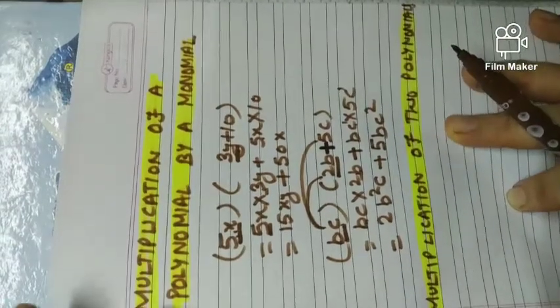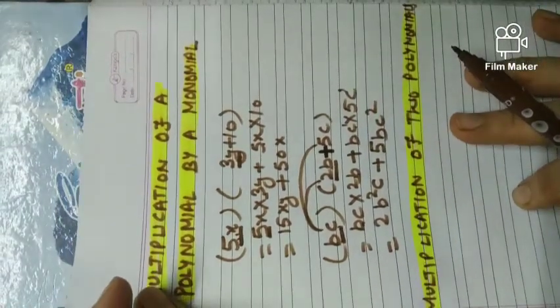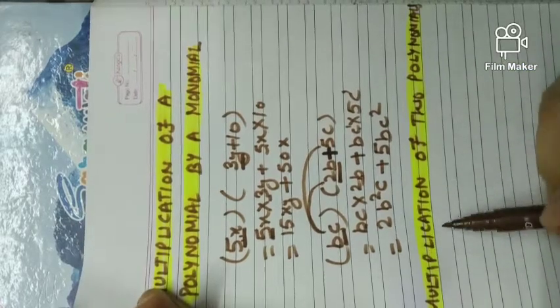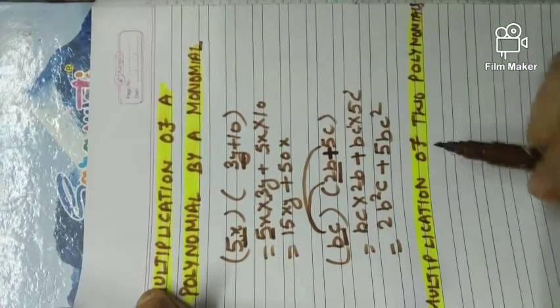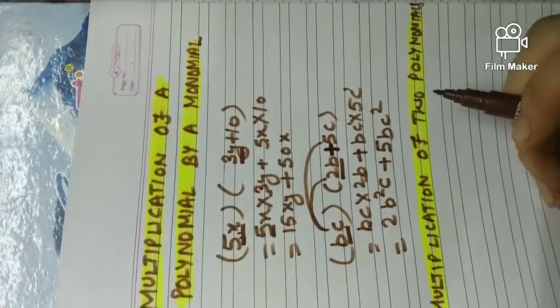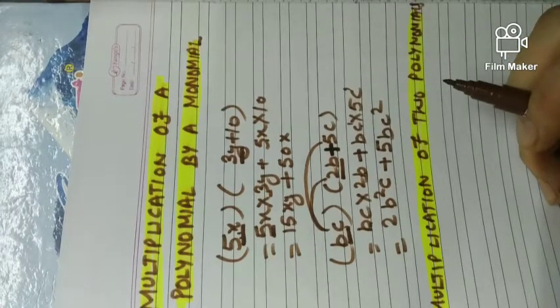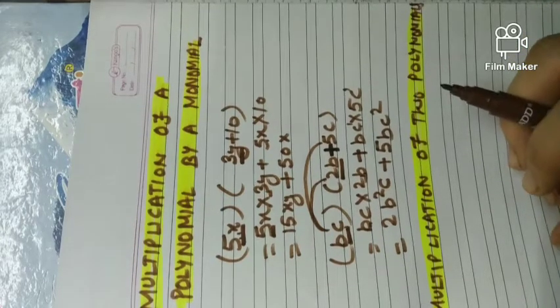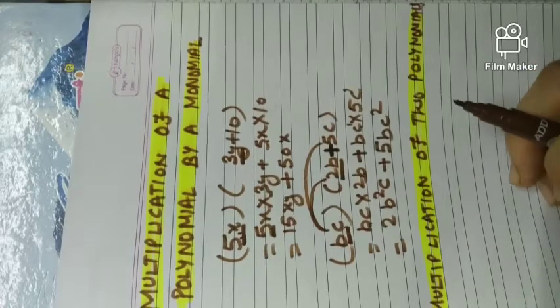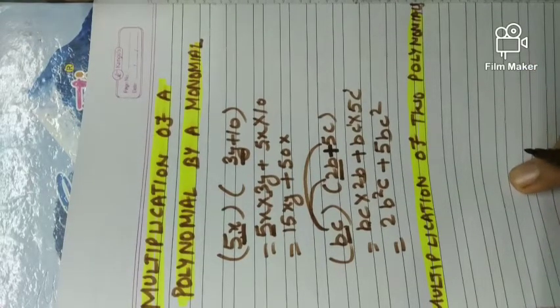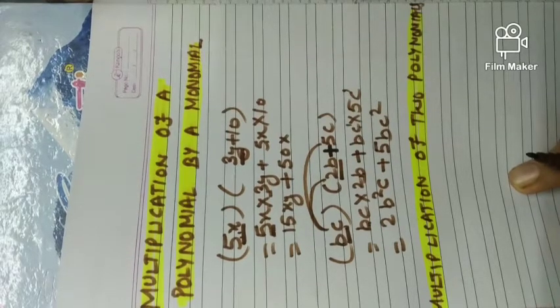Yes beta, till now we have done the first 3 questions of the exercise. Now the remaining questions are based on this. Okay, 4th, 5th, 6th, 7th. So how to multiply two polynomials, beta? The rule is that to find the product of two polynomials, multiply each term of one polynomial by all the terms of the other polynomial and then add all the resulting products.